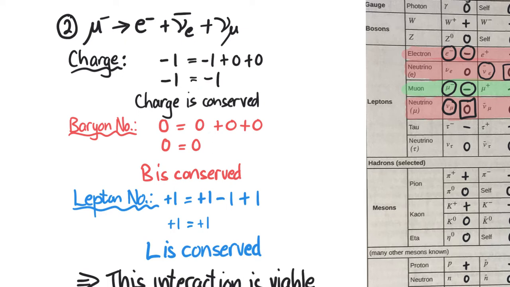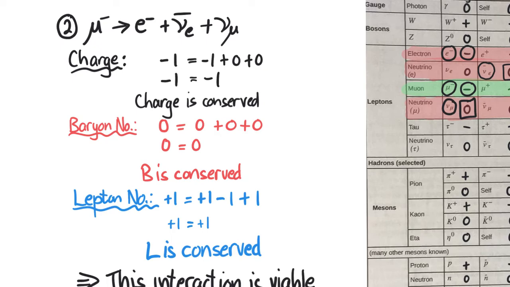When it comes to the baryon number, none of these particles are baryons. They are all leptons, and so therefore they all have a 0 baryon number, and therefore it's 0 equals 0. The baryon number is conserved.